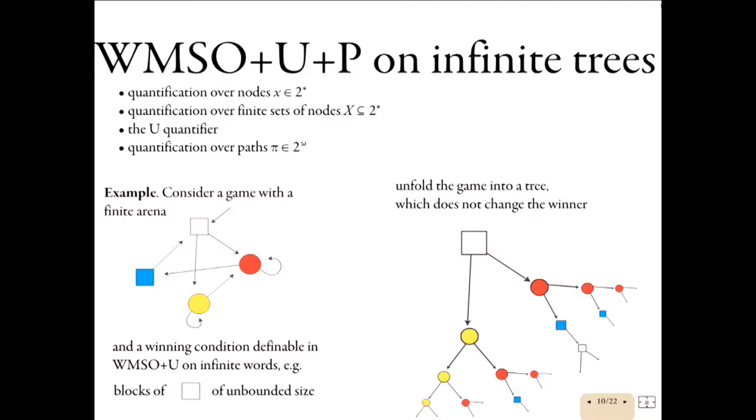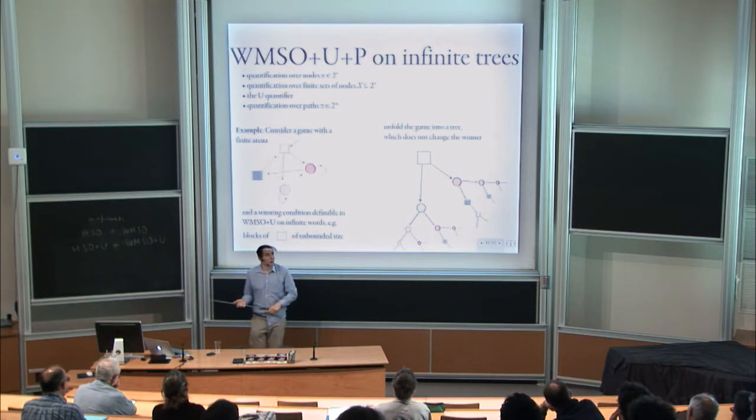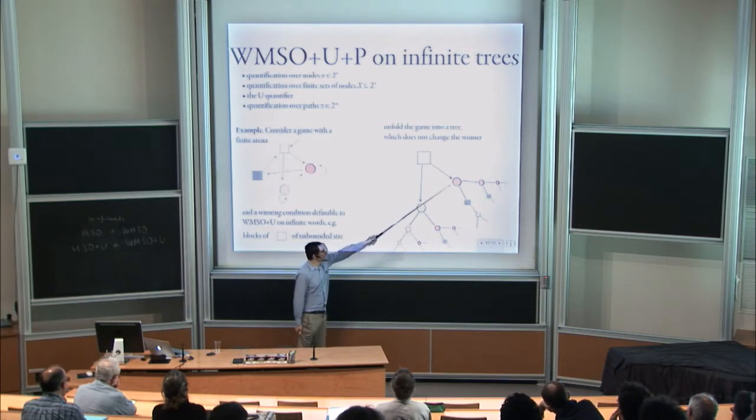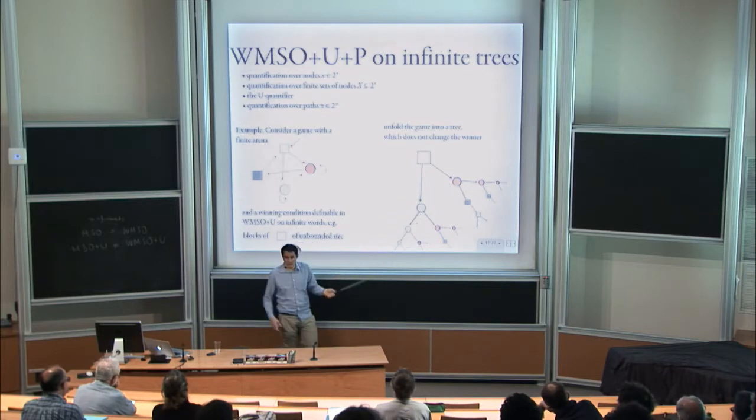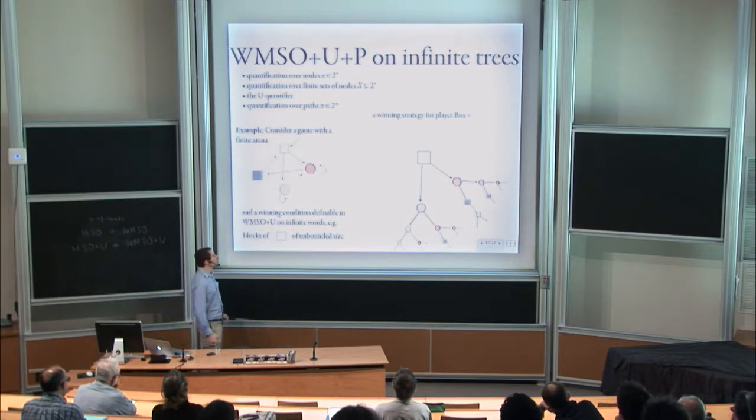It might change the notion of positional strategy, but I don't care about that. The winner is the same. Now, the unfolding of a specific game with a finite arena is definable in logic. I mean, you have a weak MSO logic. All you have to say is that every white node has a red child and a yellow child and that kind of thing. And then you just formalize the existence of a winning strategy. So you say a winning strategy for player box, and you just formalize it the usual way.